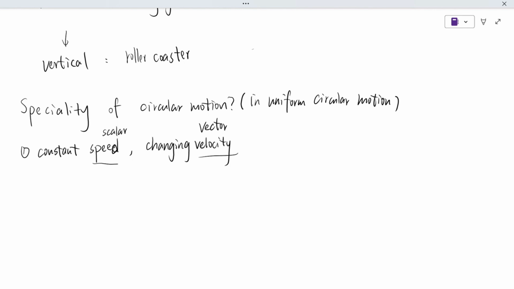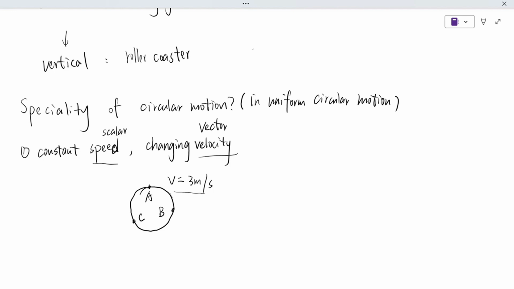So let me give you an example. An object is moving in a circle path, and given a point A, point B, point C. The object is moving with a constant speed of 3 meters per second. So for speed, it's the same because it's going along a track at 3 meters per second. That's a magnitude. However, the velocity is different.